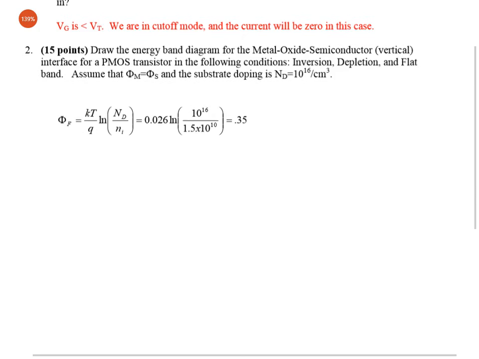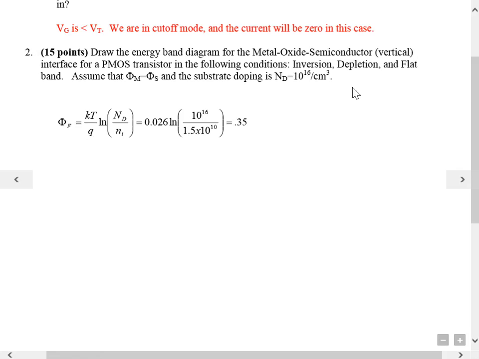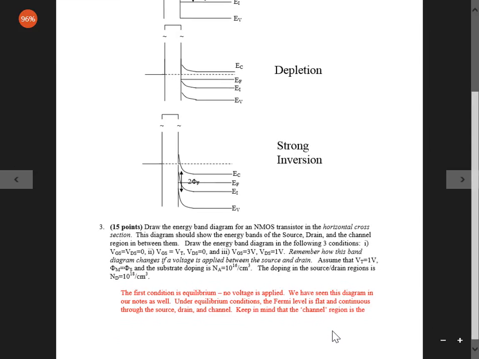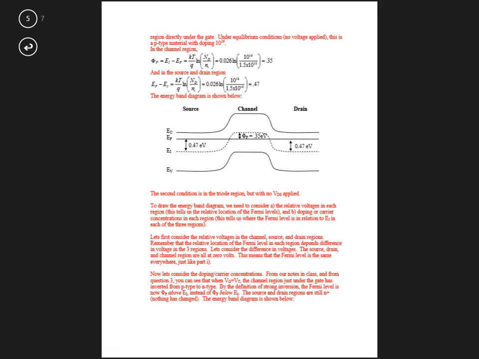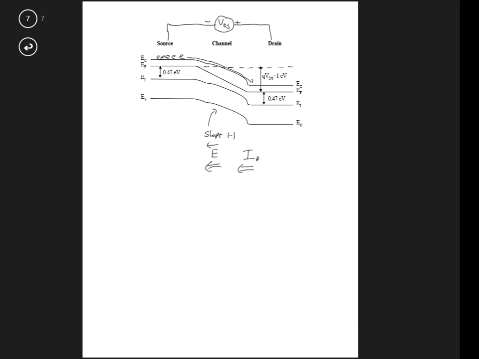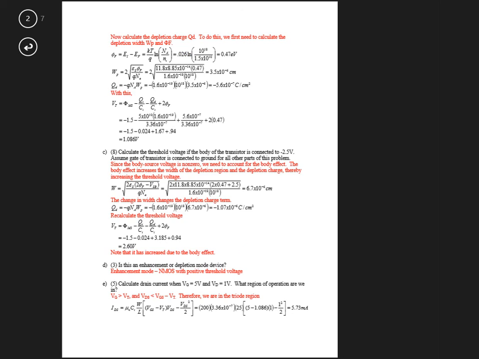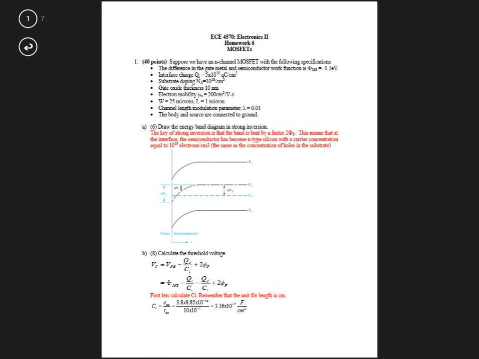It's the energy band diagram for a metal oxide semiconductor for a PMOS transistor. This is what it looks like at flat band, depletion, and strong inversion. We went over the number 3 in class before. Yep, and I believe that was it. Now, this is the MOSFET homework. Remember that there's also a question on metal semiconductor junctions. You can go over that. So make sure that you understand how to do metal semiconductor junctions as well.